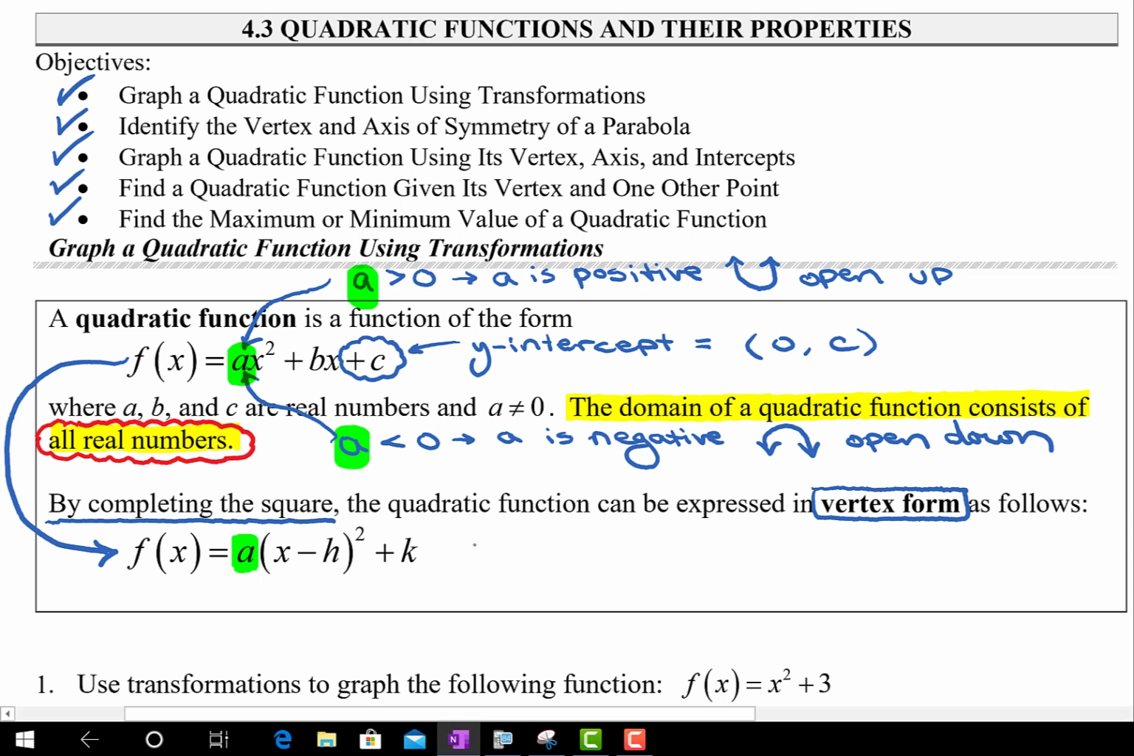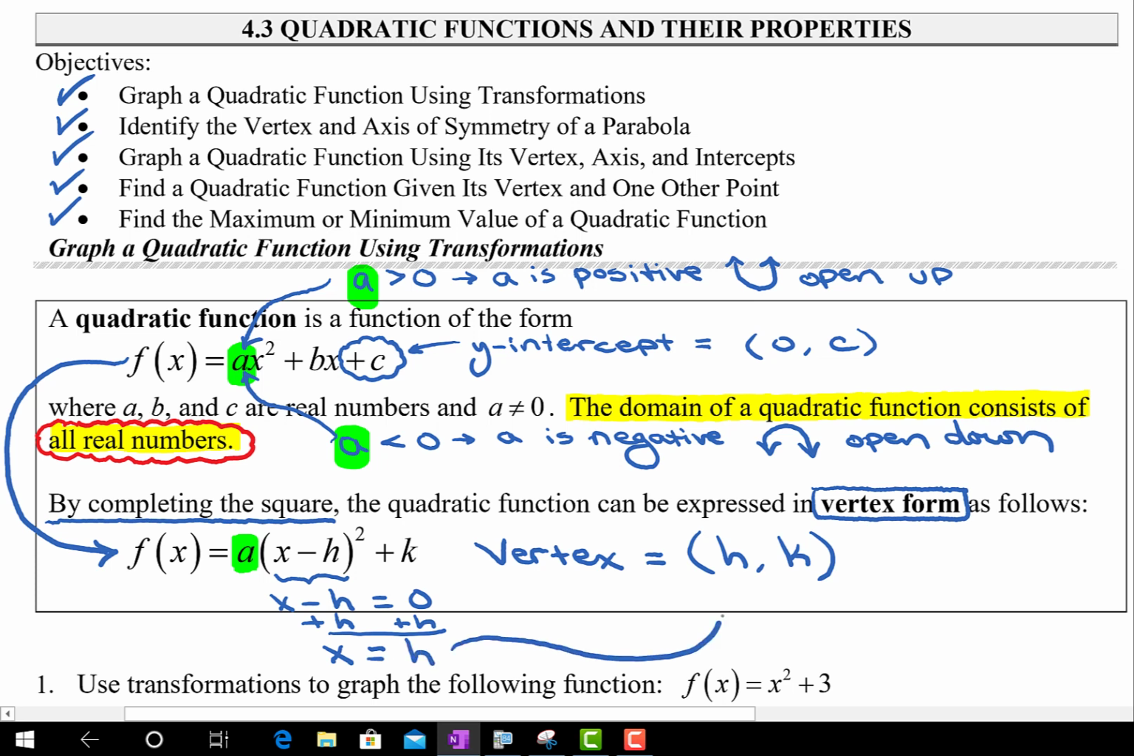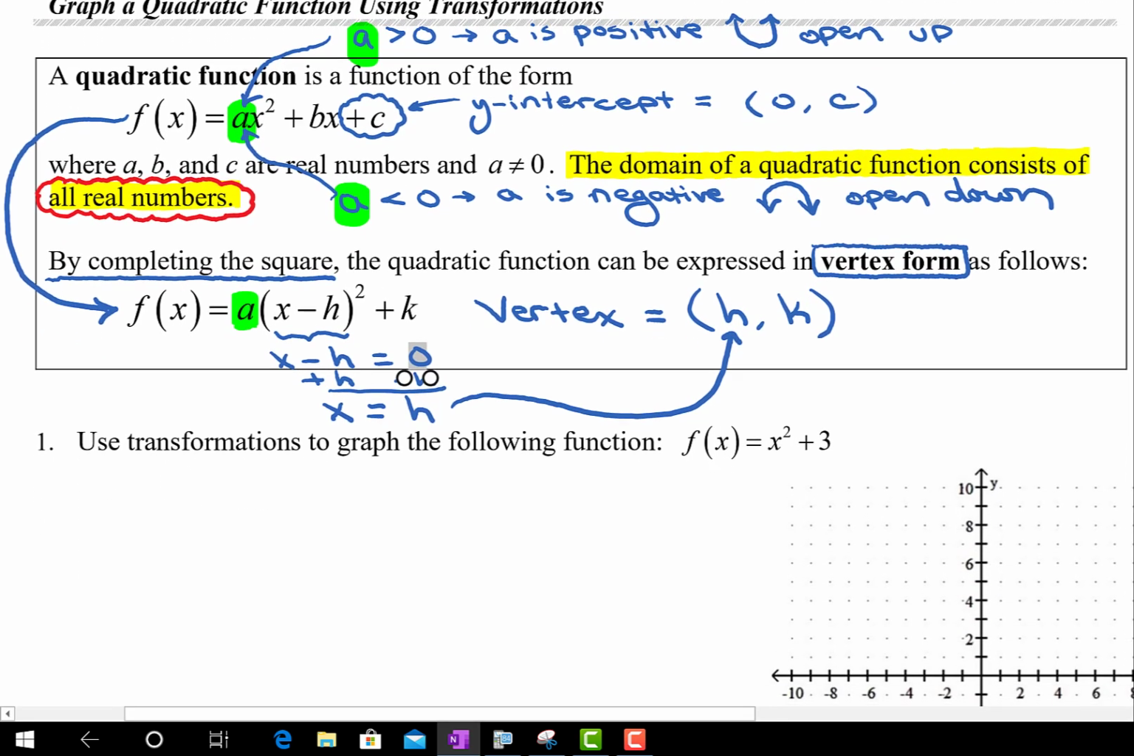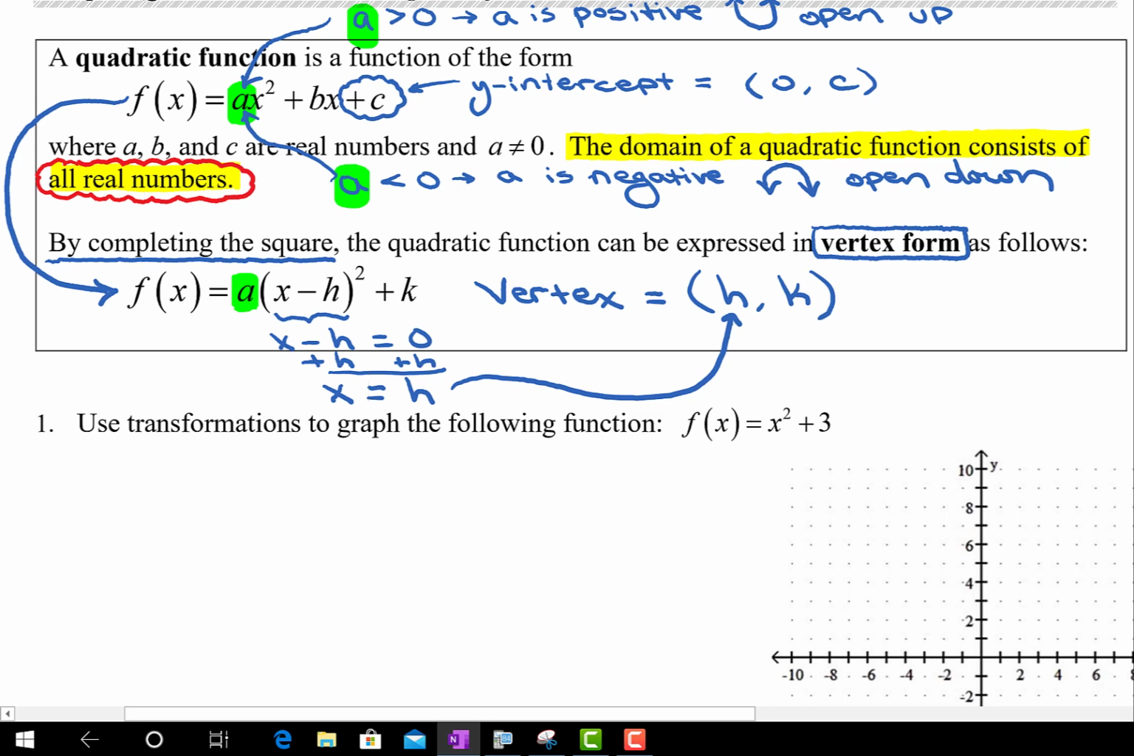And you can also find the vertex immediately by looking at an equation in this form. That's why it's called vertex form. (h, k) is going to represent our vertex. If you have a hard time figuring out what h is, one way you could do it is to set that x minus h part equal to 0 and solve for x. That will be a quick way of making sure you know how to find the x-coordinate of the vertex. So those are two major forms we use to write our quadratic functions.